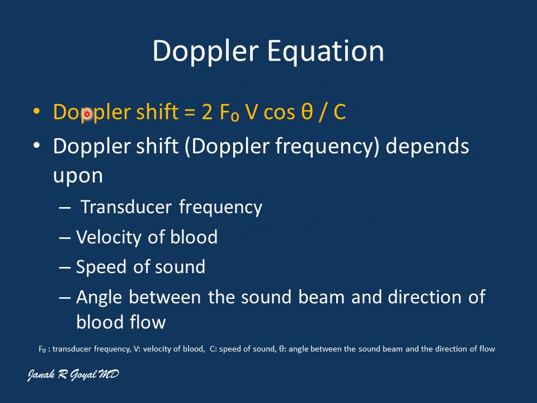Now here is your Doppler equation. The Doppler equation states the relationship between the different variables which affect the Doppler shift, which include the transducer frequency, the velocity of blood, and the angle between the sound beam and the direction of blood flow.